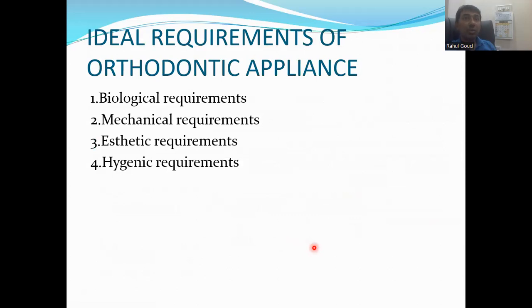Now, to achieve such amount of changes by these appliances, there are certain properties or ideal requirements which have to be fulfilled by these orthodontic appliances. In general, these requirements are classified under four headings: the biological requirements, mechanical requirements, aesthetic requirements, and hygienic requirements.